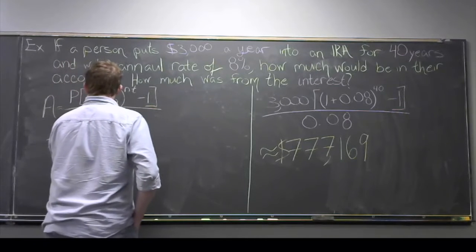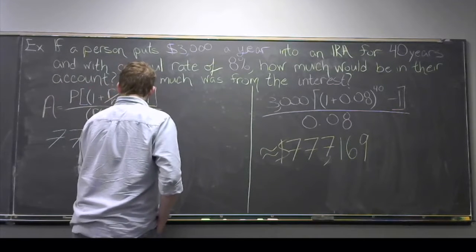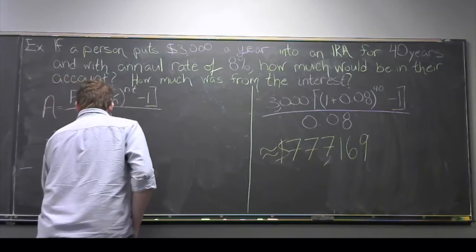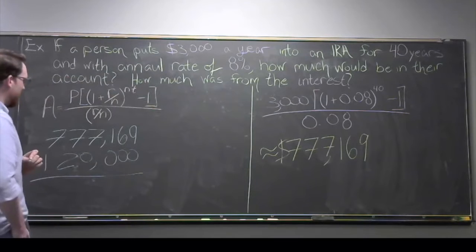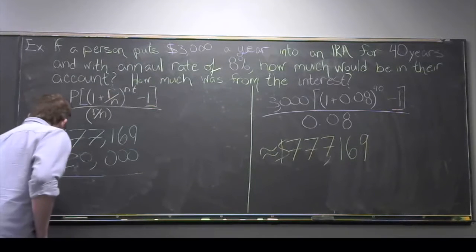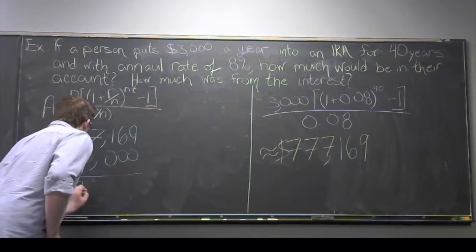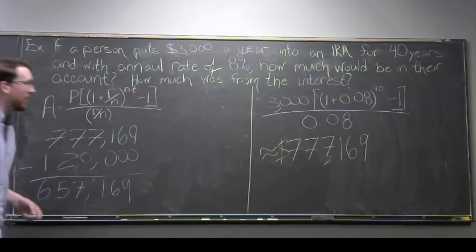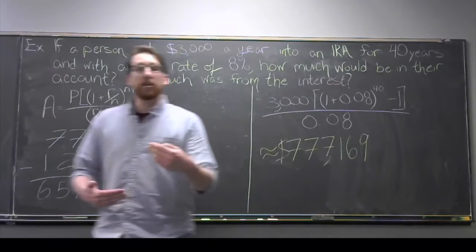So we have 777,169 minus 120,000. And what we're going to be left with is 657,169. This is how much interest was paid into their IRA.